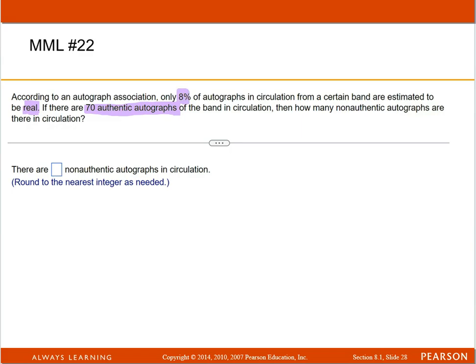Only 8% that are in circulation are estimated to be real. And of those, there's 70. 8% would be 0.08. And we know that there are 70 out of, we don't know, what's the total. Out of the total, right? If you take 70 and divide it by the total, that gives you 0.08. So let's just call the total T.